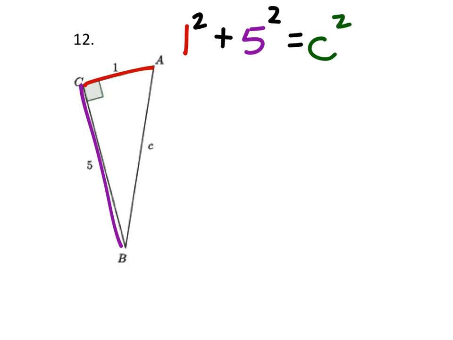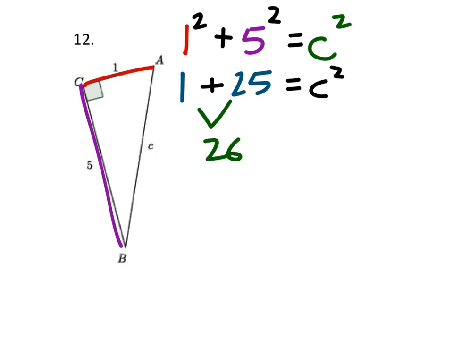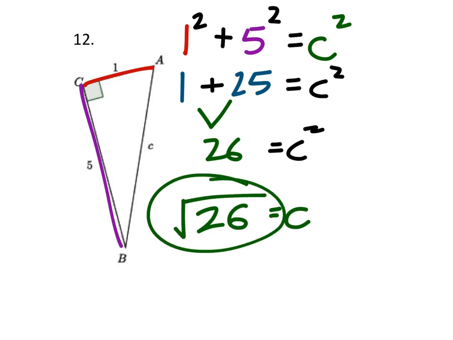And 1 squared is 1, 5 squared, 5 times 5 is 25. So add these together and we get c squared. So 1 plus 25 is 26. That equals c squared. So if I just wanted c, I would take that area of that hypotenuse square and square root it. There it is.